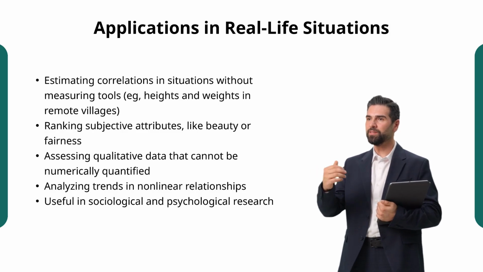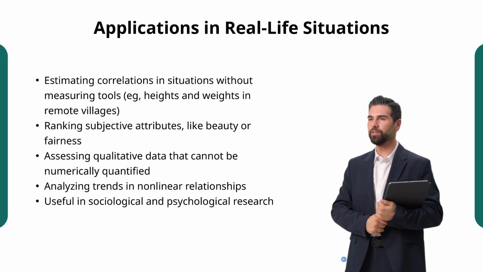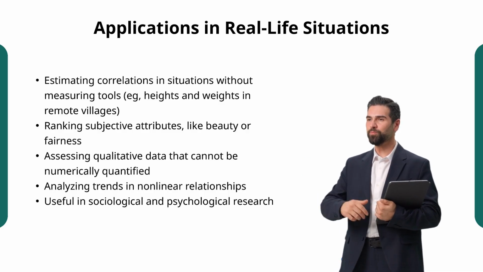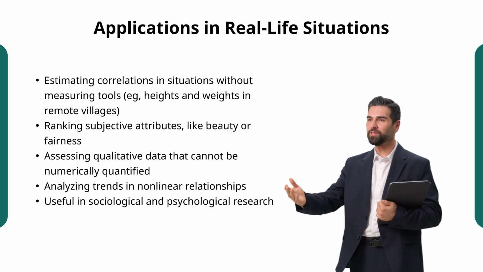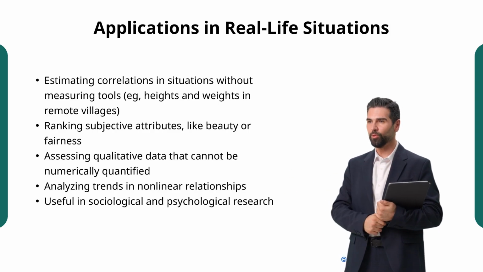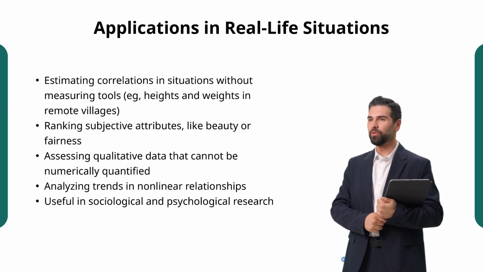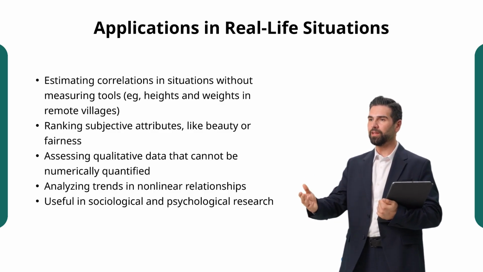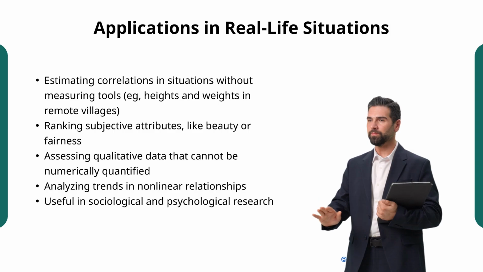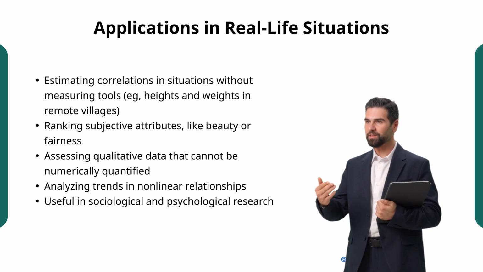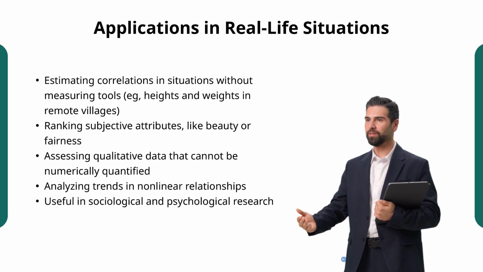Moreover, let's consider more subjective attributes like beauty or fairness. You might ask a group of friends to rank each other based on these traits. Although it might spark a bit of debate, such rankings can help to establish correlations that might otherwise be overlooked. Spearman's correlation shines in these contexts, as it accommodates qualitative data that cannot easily be quantified.